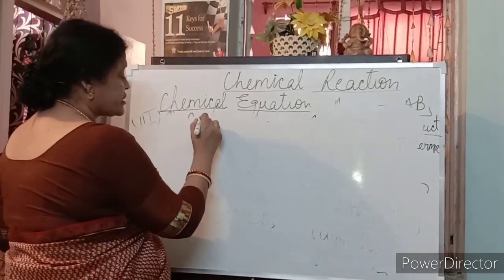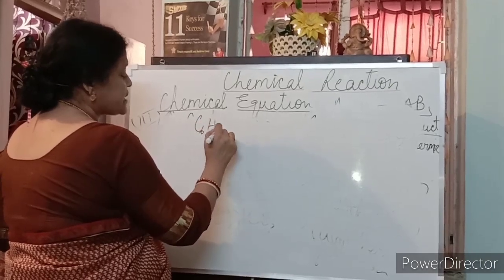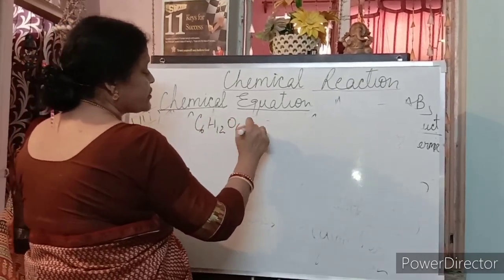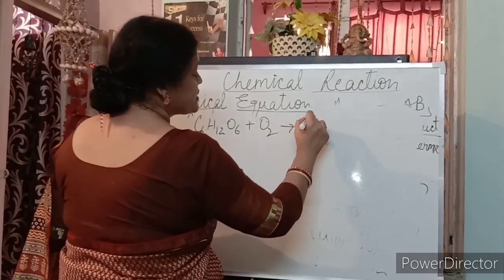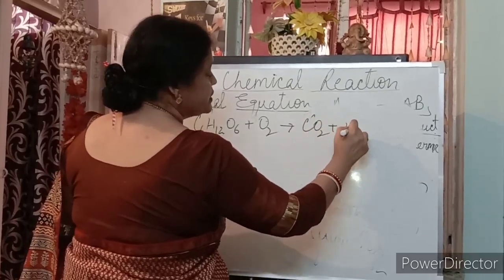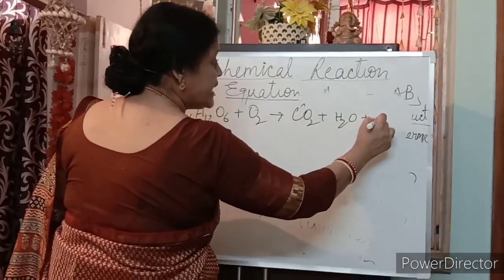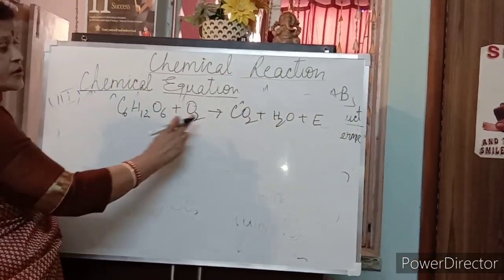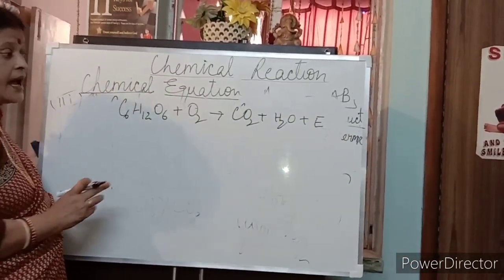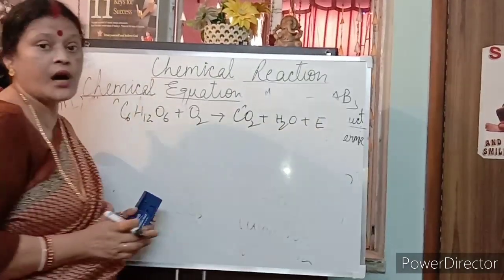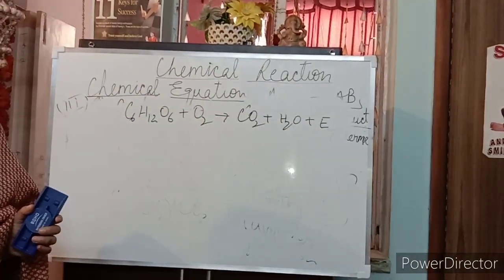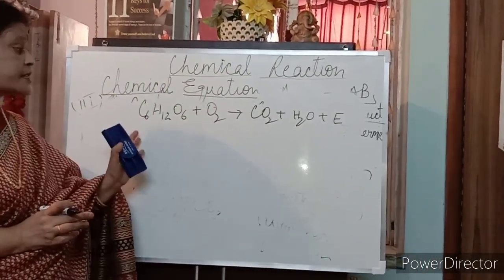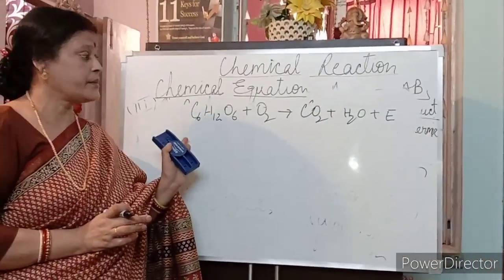Then what is the reaction? Food, C6H12O6, reacts with oxygen to form CO2 plus water and plus only energy. I am talking about, students, only energy is released. This is the process of respiration, right? And this energy we use for our vital activities, right? Now respiration is another example of an exothermic reaction.